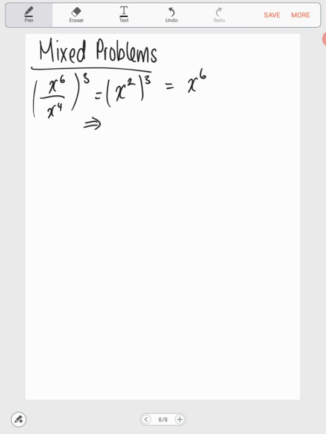An alternative way of doing this would be to expand out the brackets first. Remember that you are timesing it by itself, so you need to make sure that you multiply each thing in the bracket. So we are going to get x to the 18, because that's 6 times 3, over x to the 12, 4 times 3, and if we simplify this, 18 minus 12, well, that's also 6. So it was actually quite easy doing it both ways.